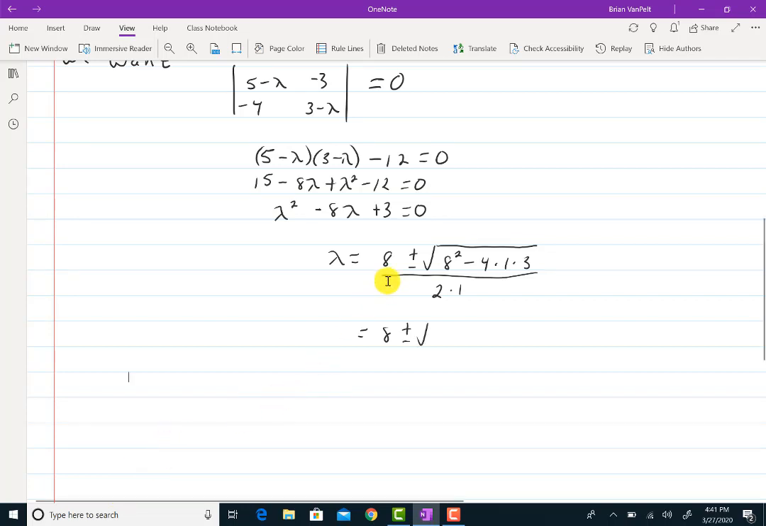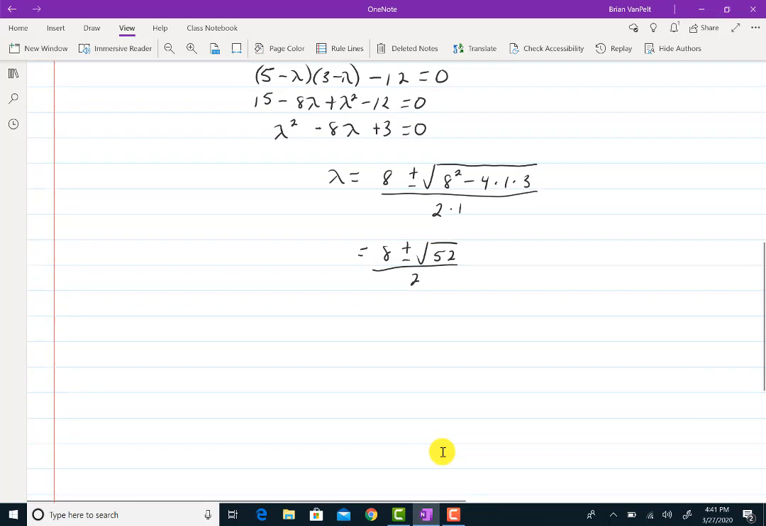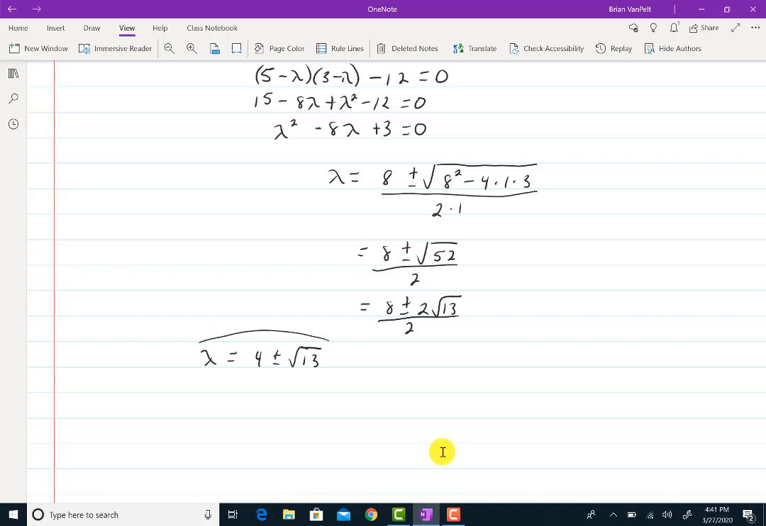Inside of the square root, I got 64 minus 12, so that's 52. 52 is 4 times 13, so I get 8 plus and minus 2 radical 13 all over 2. And then when I simplify, my values of lambda will be 4 plus and minus radical 13.